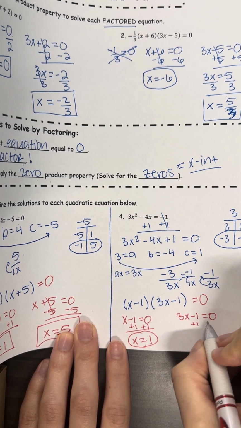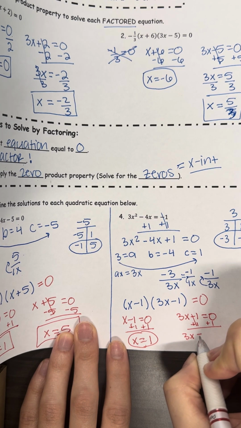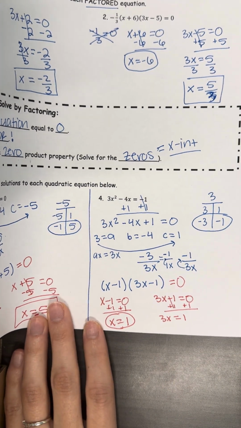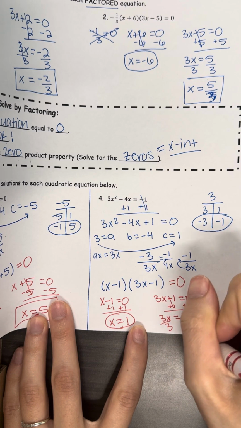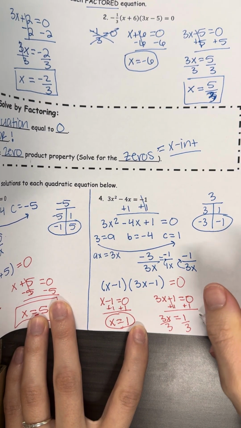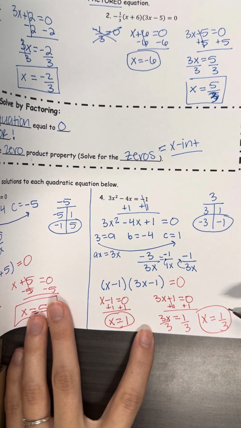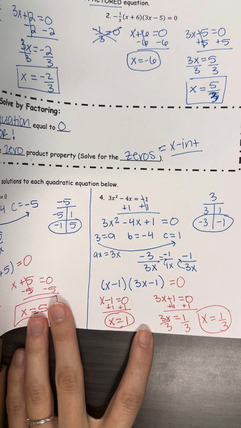This one's a little bit longer though. We're still going to add 1 to both sides, but we get 3x equals positive 1. Divide it by 3 to get x by itself. So x equals 1 over 3. So my x-intercepts are 1 and 1 over 3, or 1/3.